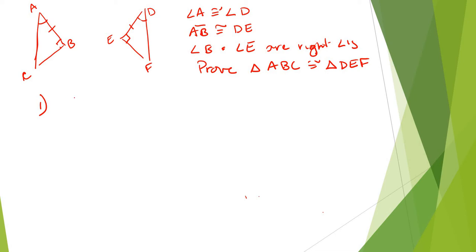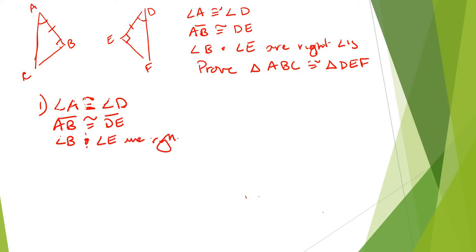So step one in my proof is to list my givens. Angle A is congruent to angle D. AB is congruent to DE, and angle B and angle E are right angles. These are all given. Okay?